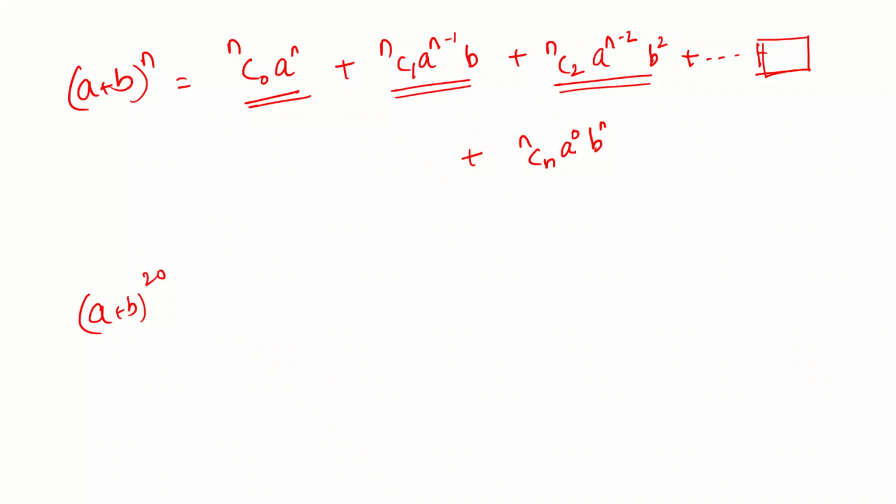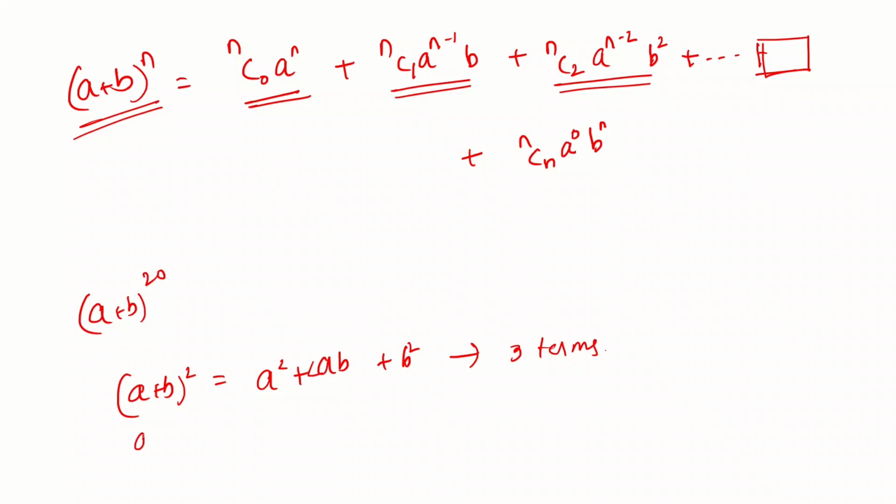What are the observations? In (a + b) to the power of n, how many terms do we have? We have n plus 1 terms. Why? Take some examples. How many terms were there in (a + b) whole squared? (a + b) squared is a squared plus 2ab plus b squared. So there are 3 terms in here.